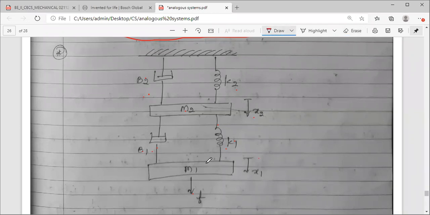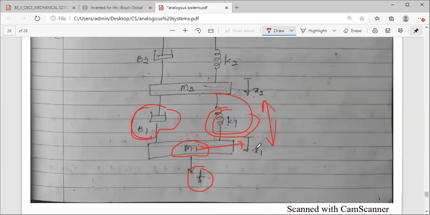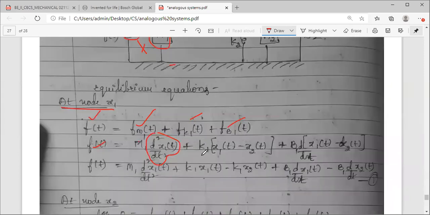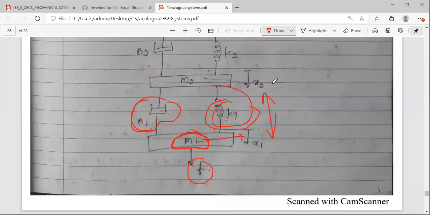For M1, you have applied force equal to the sum of opposing forces, Fm1, Fb1 and Fk1. Check: Fm1 is associated with x1. However, Fb1 and Fk1 are in between these two. So how to write that? For K1, I have written K1 x1 minus x2, because I am analyzing with respect to m1, so I have to write x1 minus x2.